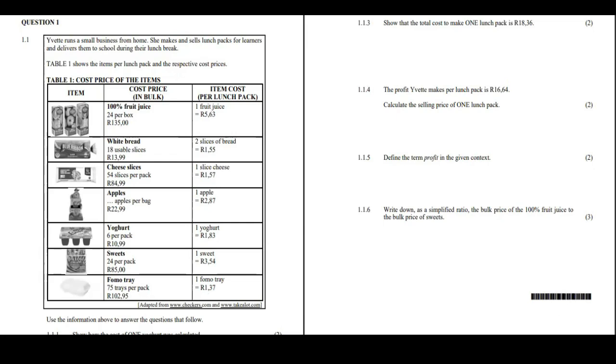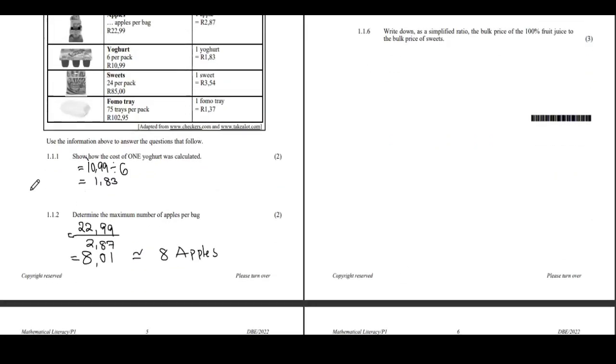There is question number 1.1. The first question asks us to show how the cost of one yogurt was calculated. When we look at our annexure, or the table that we have, it says six per pack. They cost R10.99. Only one yogurt costs this much, so we need to know how they got this money. All we had to do is take the amount per pack divided by the number of yogurts in one pack, which is 6.